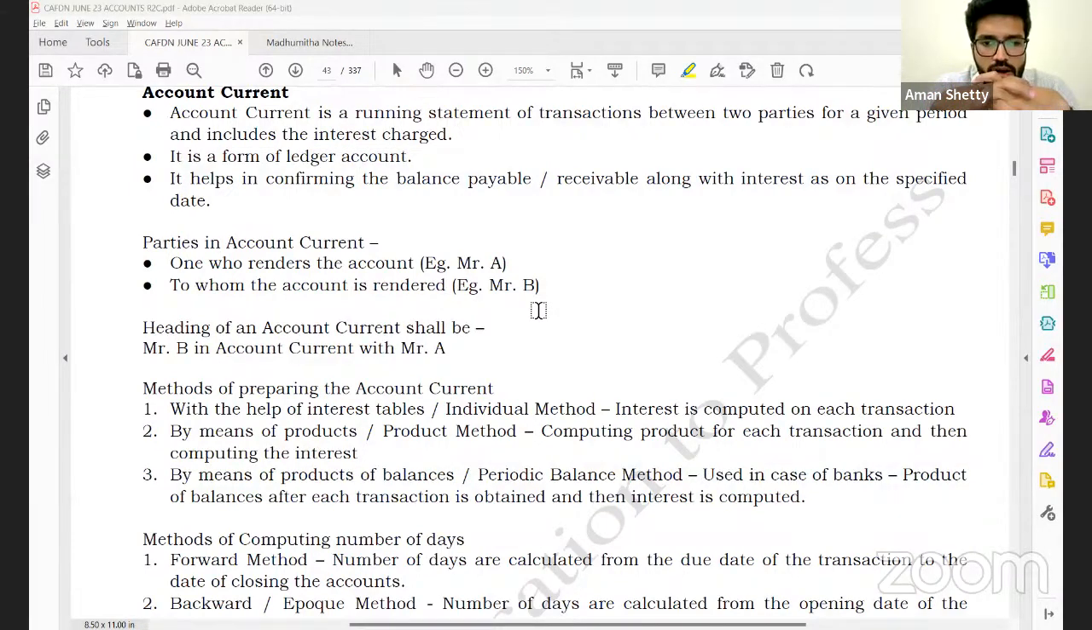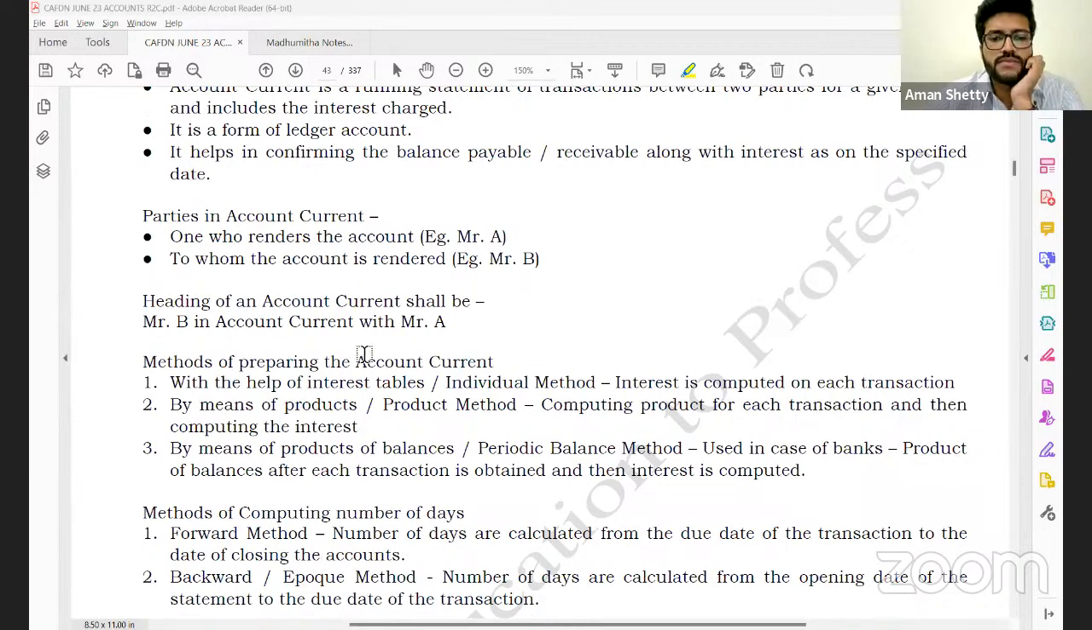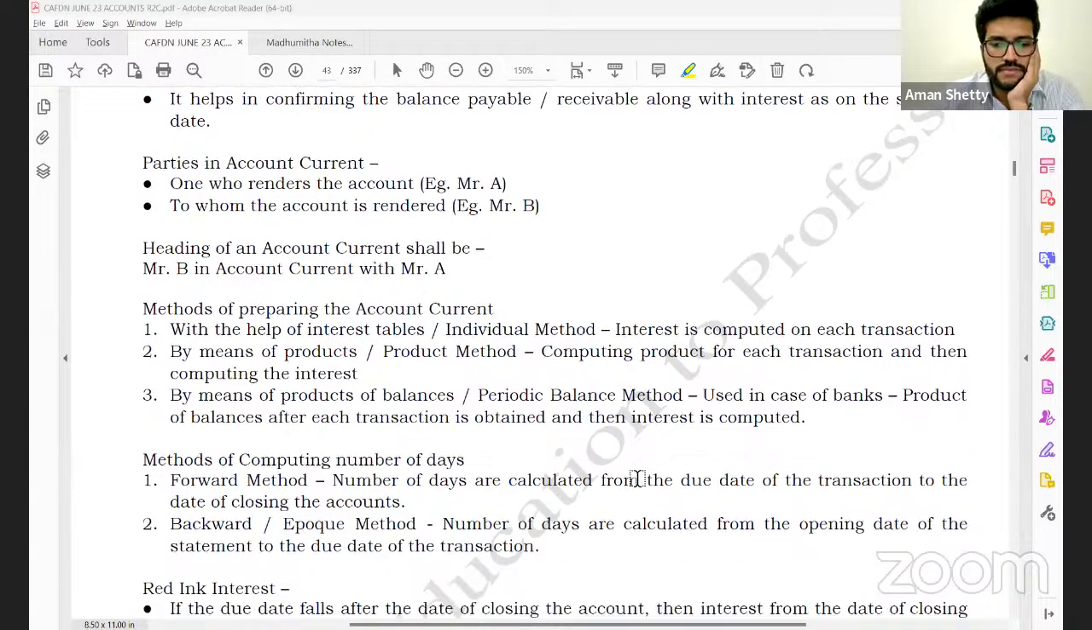With the help of interest tables, individual method, interest is computed on each transaction. By means of product method, computing product for each transaction and then computing the interest. By means of products of balances, periodic balance method used in case of banks, product of balances after each transaction is obtained and then interest is computed.